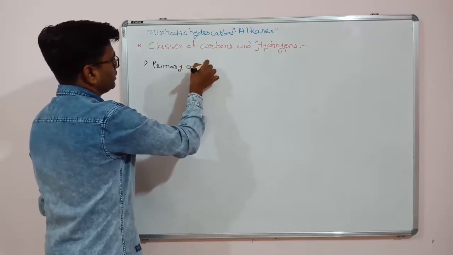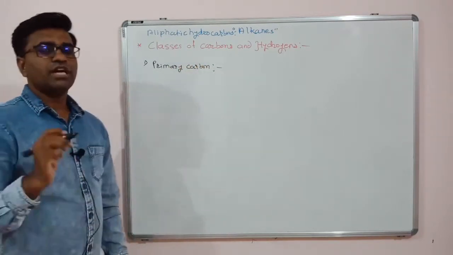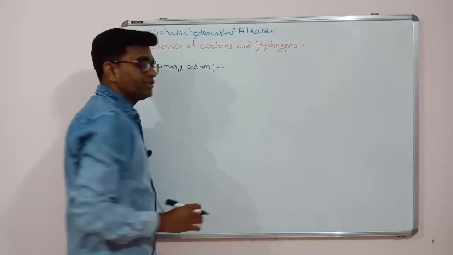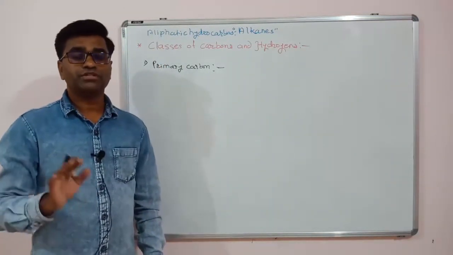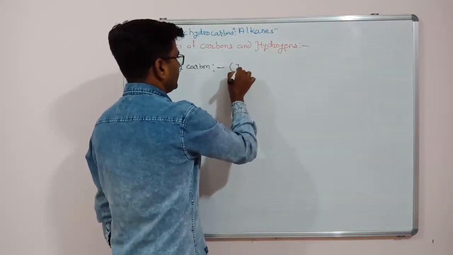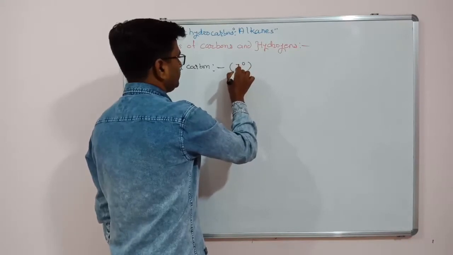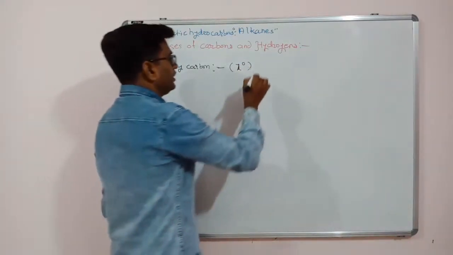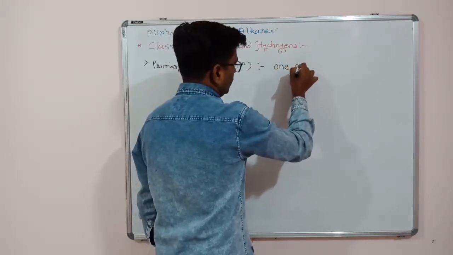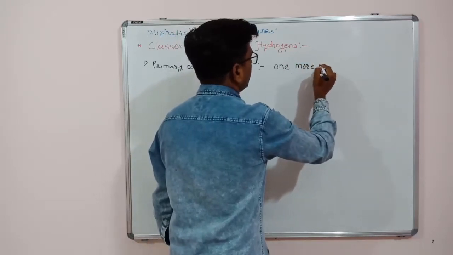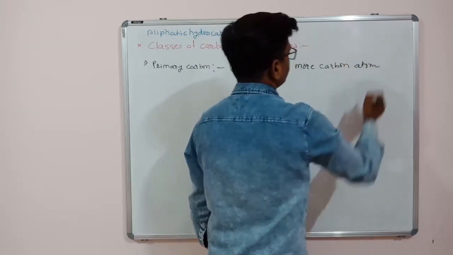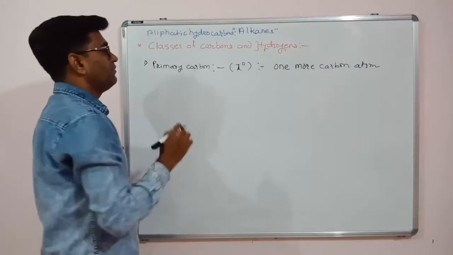Primary carbons. So what are primary carbons? The carbons present in the alkanes which are attached to one more carbon atom are called primary carbon atoms. So these are shown like this, primary carbons. Those atoms which are attached to one more carbon atom are called primary carbons.